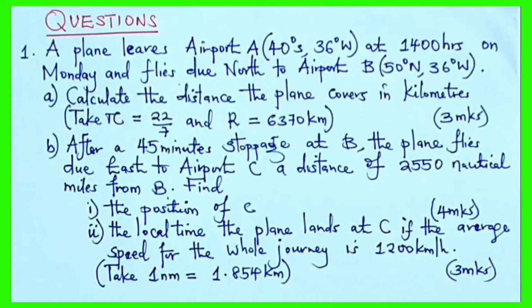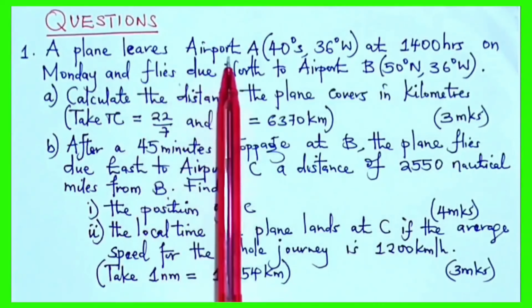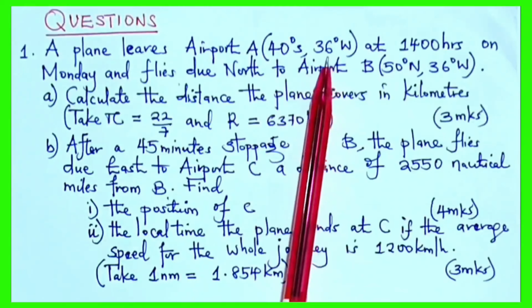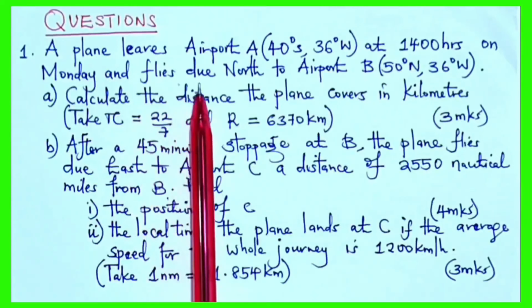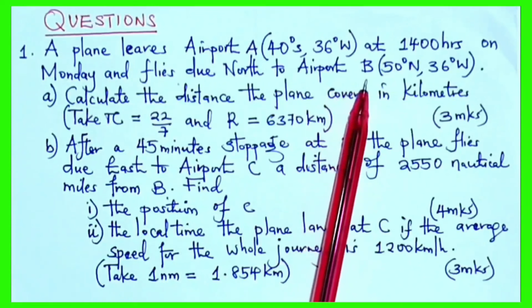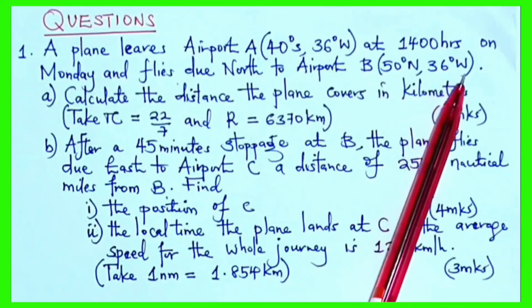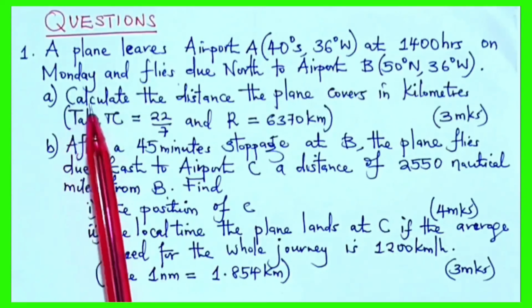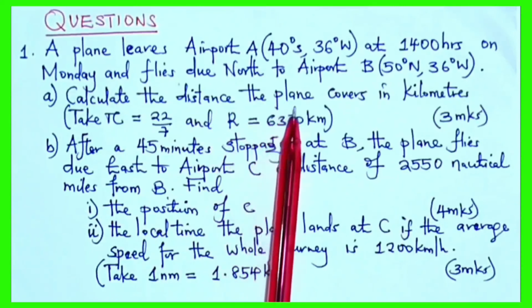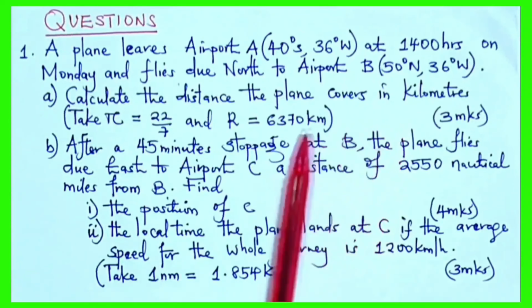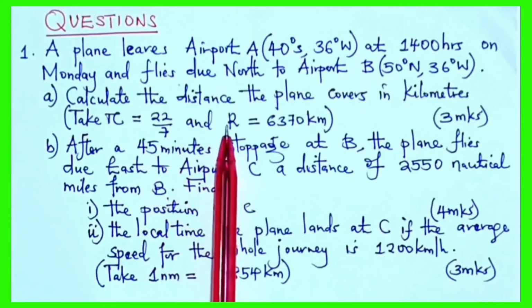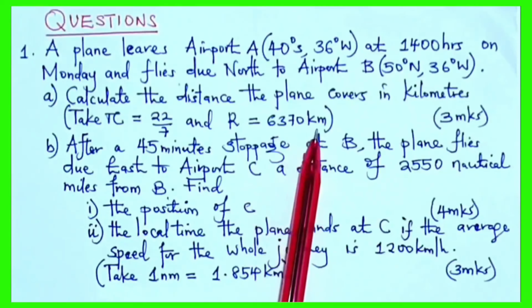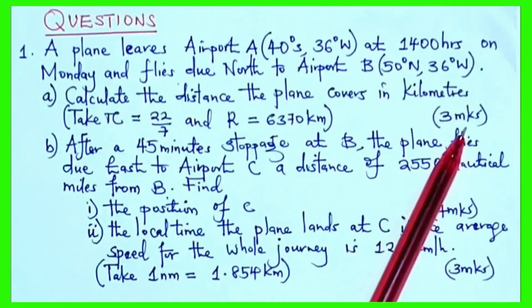Questions. Number 1. A plane leaves airport A 40 degrees south, 36 degrees west at 1400 hours on Monday and flies due north to airport B 50 degrees north, 36 degrees west. Part A. Calculate the distance the plane covers in kilometers. And then you're told to take pi to be equal to 22/7 and the radius of the earth to be equal to 6370 kilometers. 3 marks.